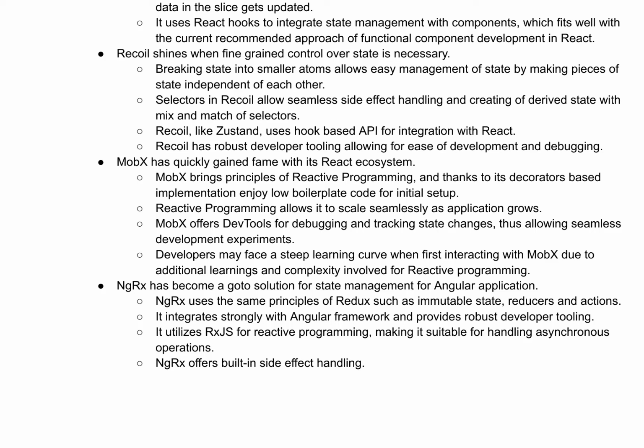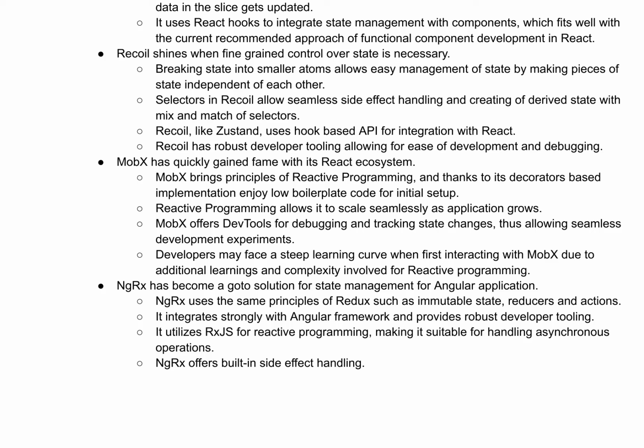Recoil, another state management library, excels in scenarios where fine-grained control over state is necessary. It breaks down state into smaller atoms, allowing for easy management of state and making pieces of state independent of each other. It also offers seamless side effect handling and creation of derived states through selectors. Like Zustand, Recoil uses a hook-based API for integration with React and provides robust developer tooling for ease of development and debugging.